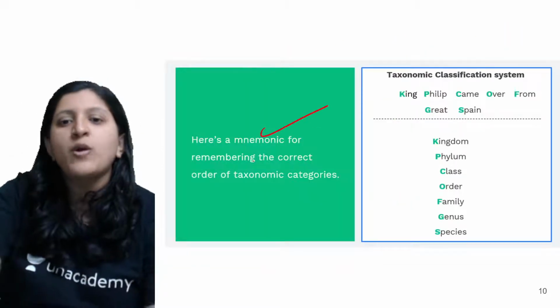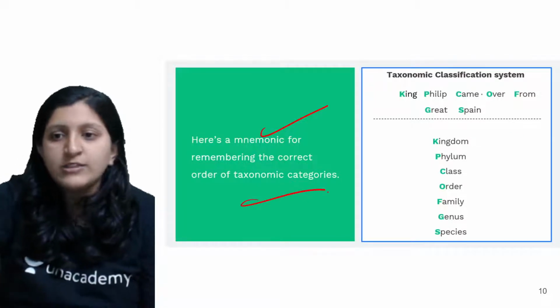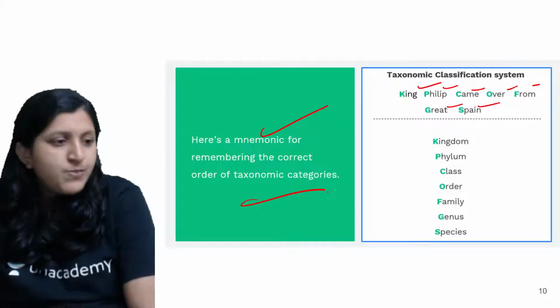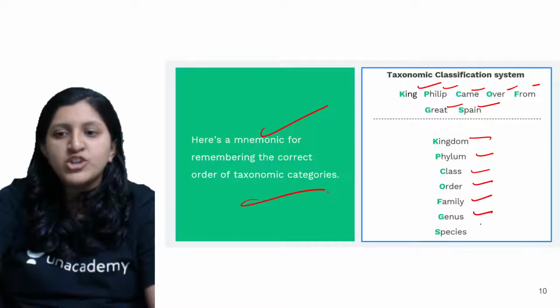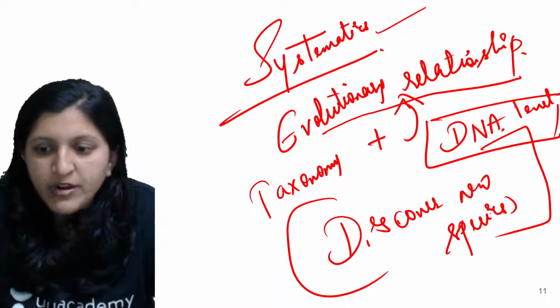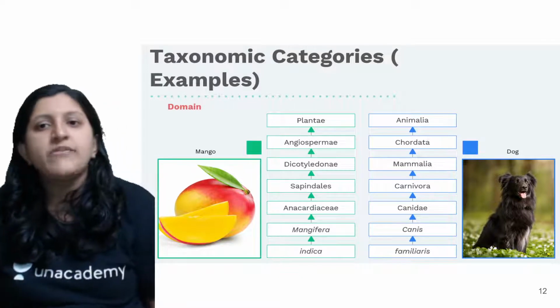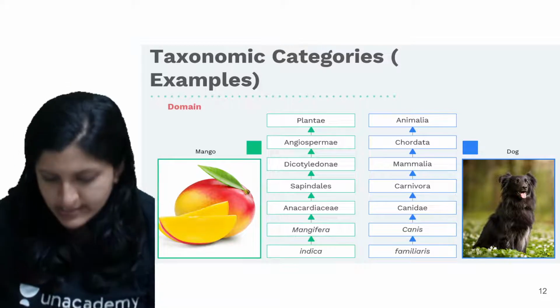So here is the mnemonic for remembering the correct order of taxonomic categories: King Philip came over from Great Spain. Kingdom, phylum, class, order, family, genus and species. This is an example given for taxonomic categories. I hope you can see this clearly.